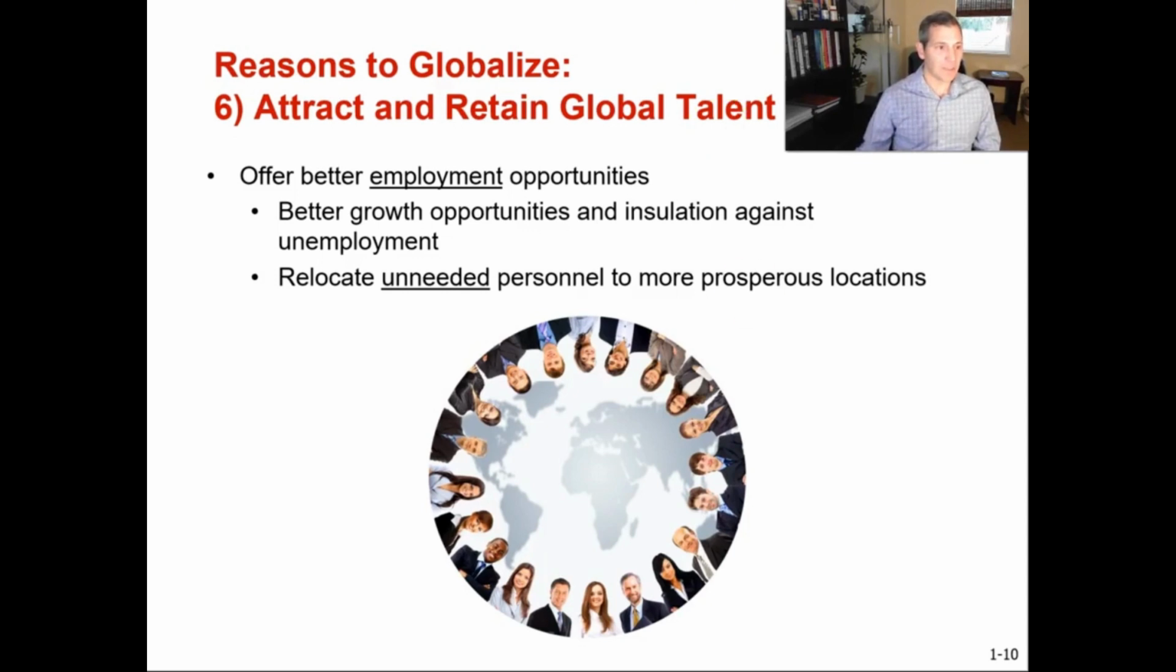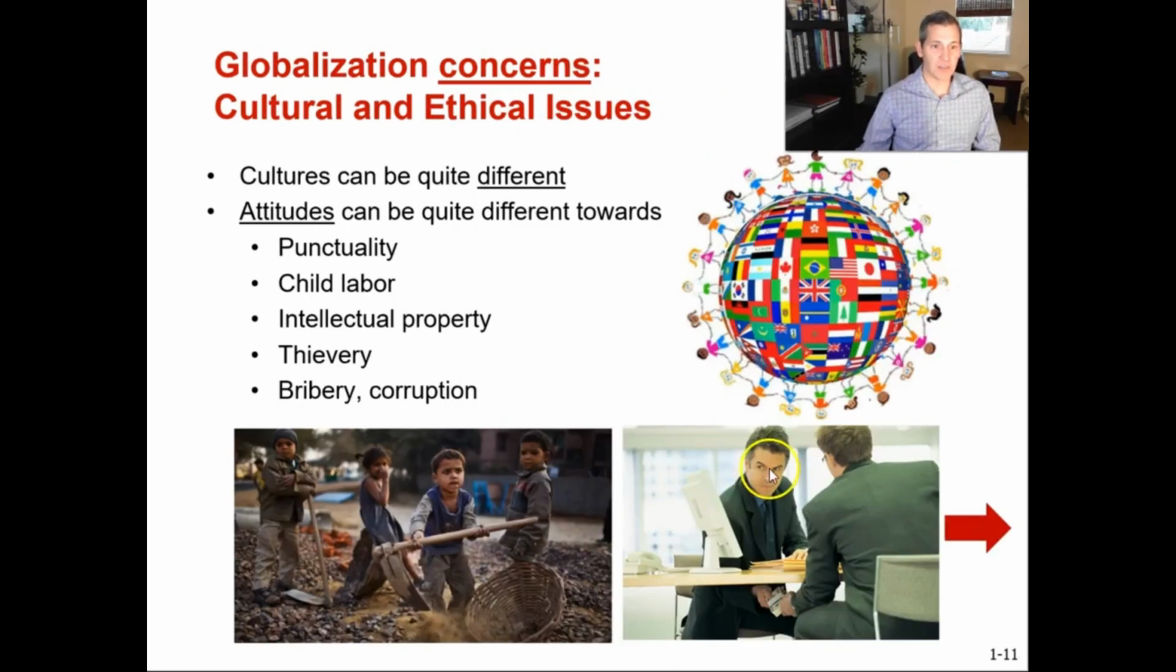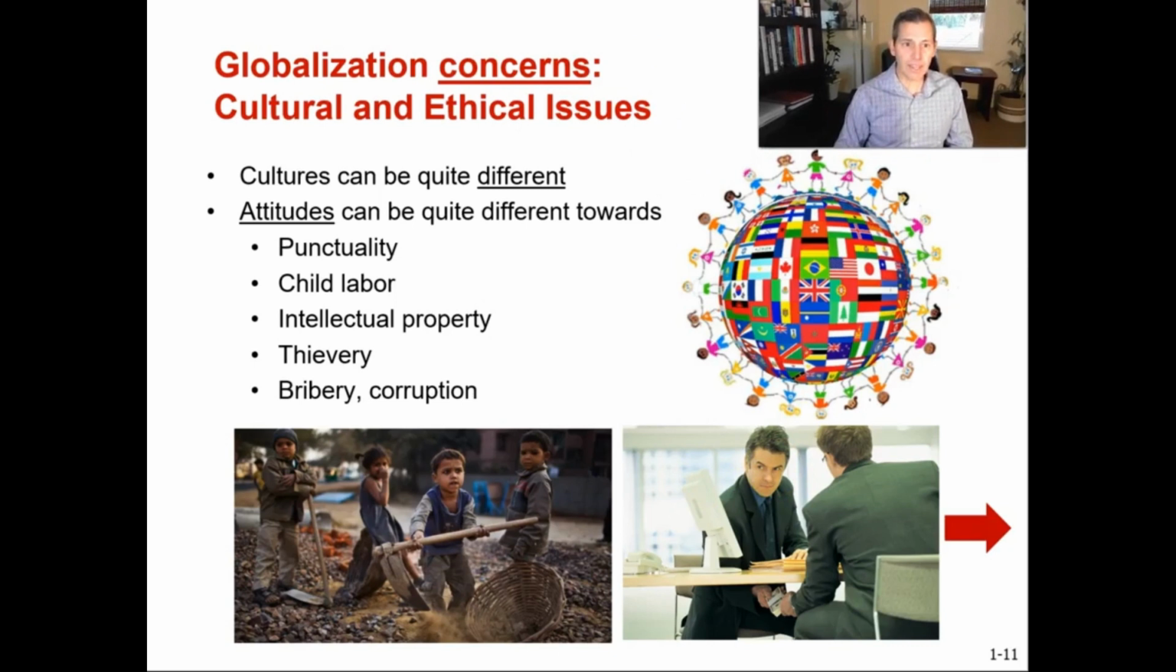Okay, so those were the 6 reasons for globalization. Those are 6 key reasons why we would want to globalize, and those are all some of the pros of globalization. But there are also some concerns and some cons of globalization as well. They are cultural and ethical, because cultures can be very different from what you're used to, especially if you've only lived in one area for the majority of your life. Attitudes can be very different towards punctuality, child labor, intellectual property, thievery, bribery, things like that. So these are all things that you need to take into consideration if you're going to do global operations.